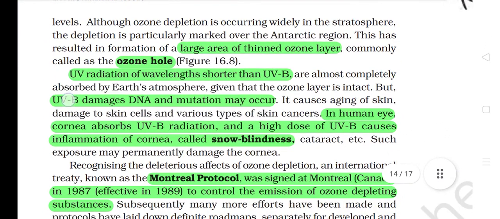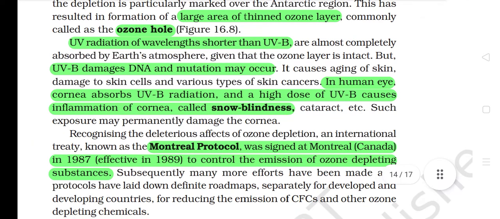Although ozone depletion is occurring widely in the stratosphere, the depletion is particularly marked over the Antarctic region. This has resulted in the formation of a large area of thin ozone layer, commonly called the ozone hole. UV radiation of wavelengths shorter than UVB are almost completely absorbed by Earth's atmosphere, given that the ozone layer is intact. But UVB damages DNA and mutation may occur.